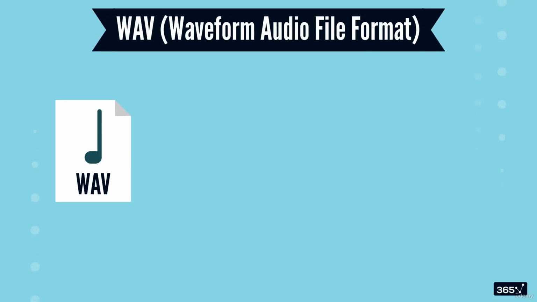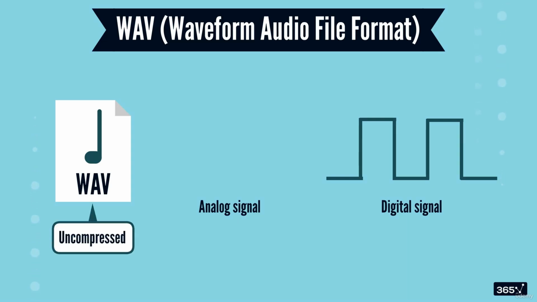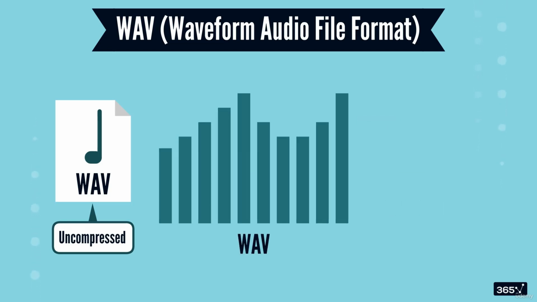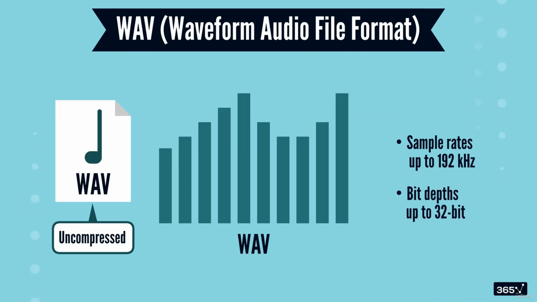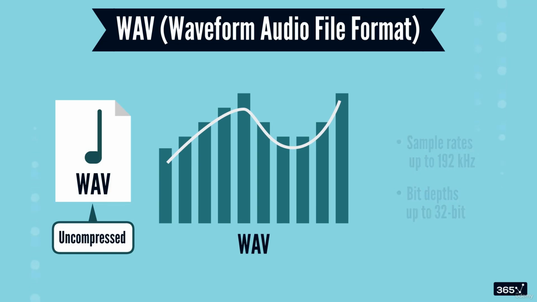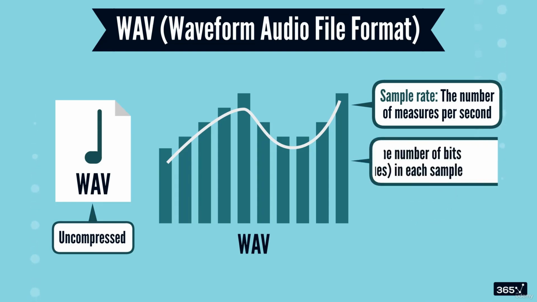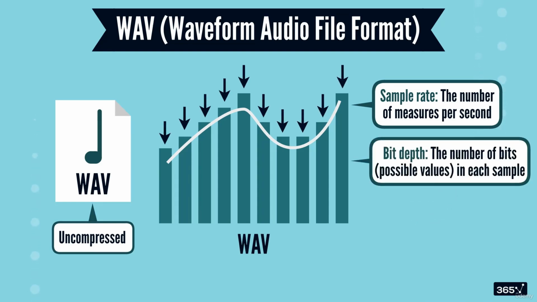Let's dive in. First, we have the WAV, or Waveform Audio File Format. Like all audio formats, WAV is a digital representation of the analog signal. It's an uncompressed type, meaning it retains almost all of the audio details from the analog version with minimal data loss. WAV files support high sample rates up to 192 kHz and bit depths up to 32-bit, which capture detailed sound waves. Recall that the sample rate refers to how often the audio signal is measured per second, and the bit depth refers to how much detail is captured in each sample, with higher bit depths offering more precision.